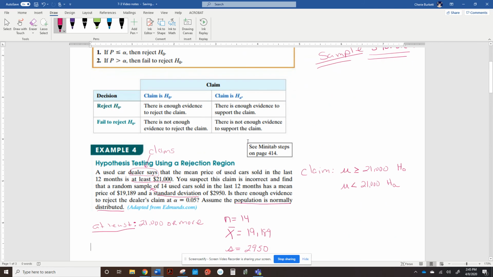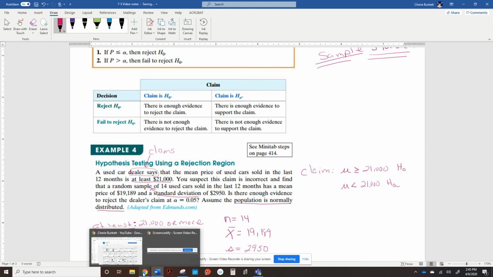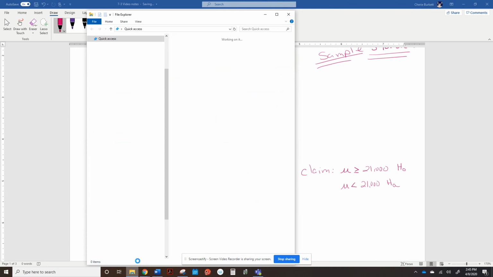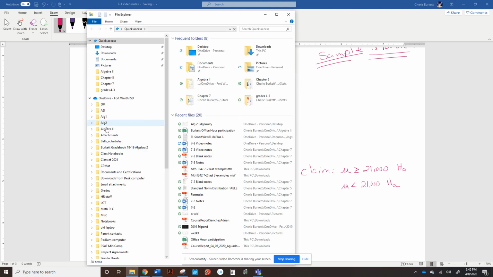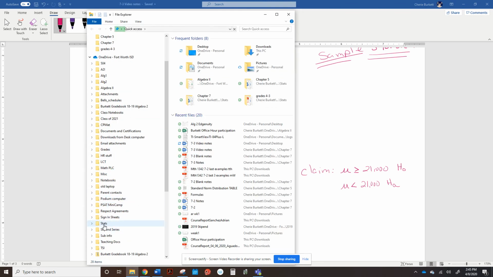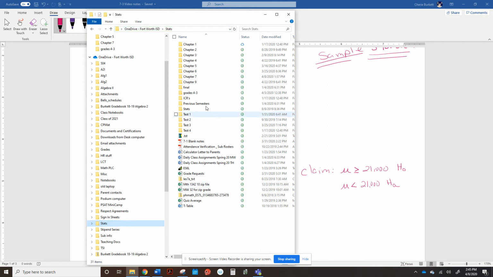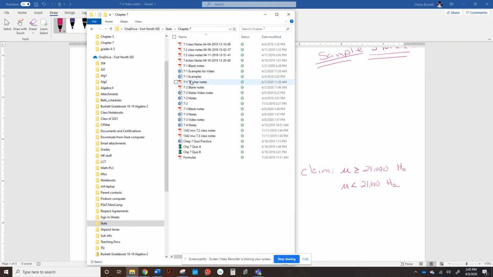Okay, now you can do this by hand. I'm going to need to give you the formula sheet. I can't believe I didn't put it on here. But let me give you the formula sheet real quick. There it is.